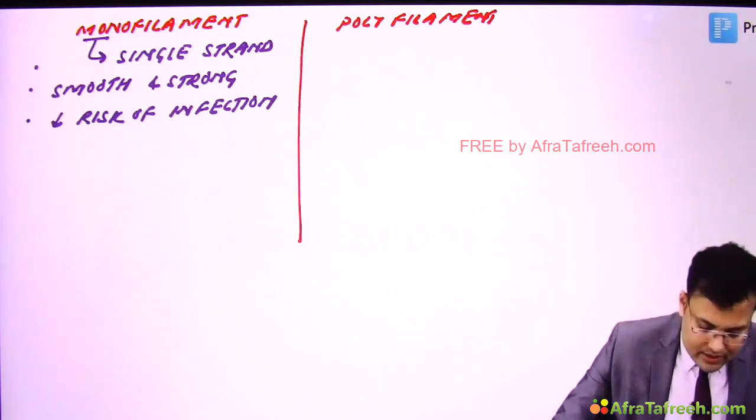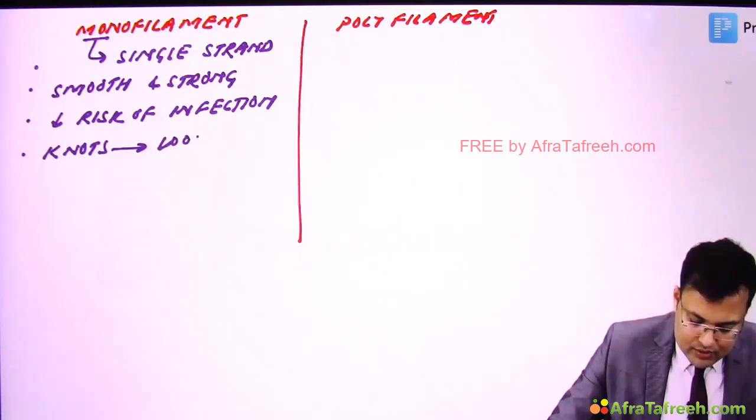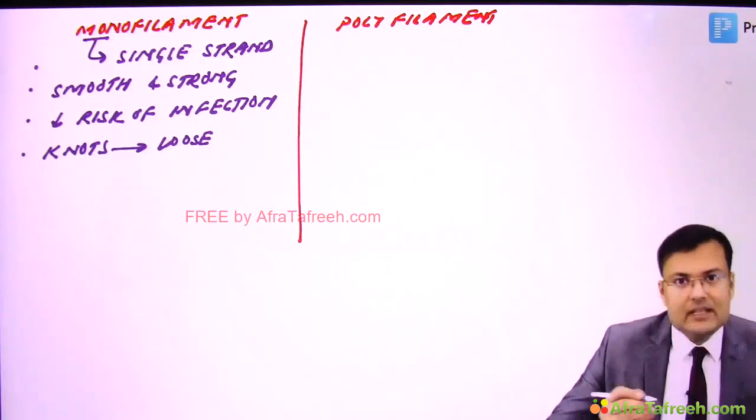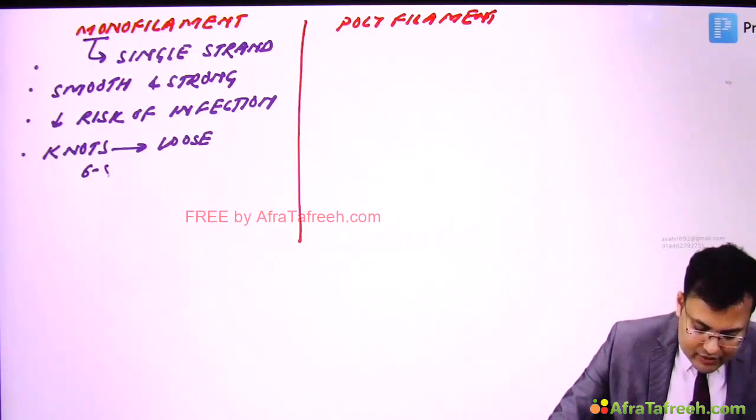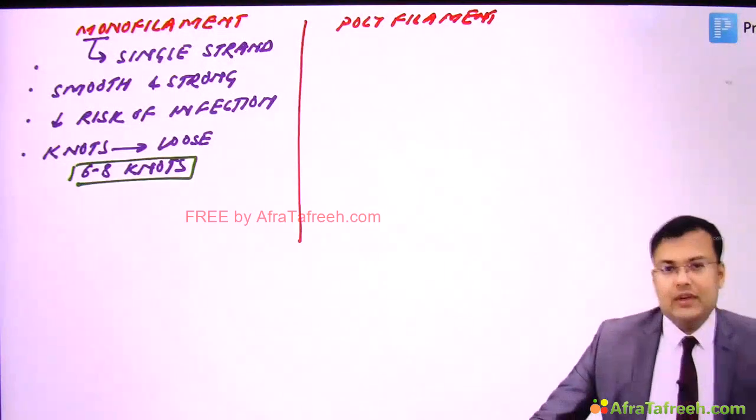But the problem is the knots are less stable. The knots tied can become loose. That's why these are less stable. How many knots do we take? That's why we take 6 to 8 knots with monofilament sutures.